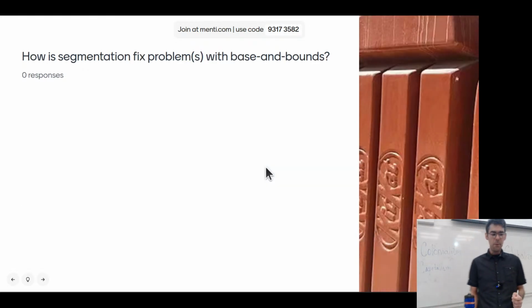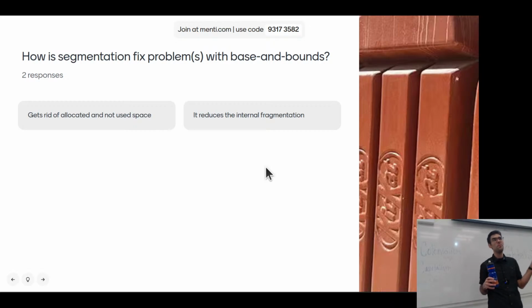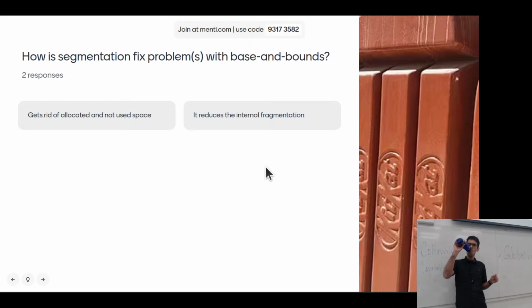How does segmentation fix the problems that we had with base and bounds? And there were two problems that we had with base and bounds. One was that we had fixed sized address spaces, and that led to things like we can only have this many processes running ever in the system, and the other was internal fragmentation.